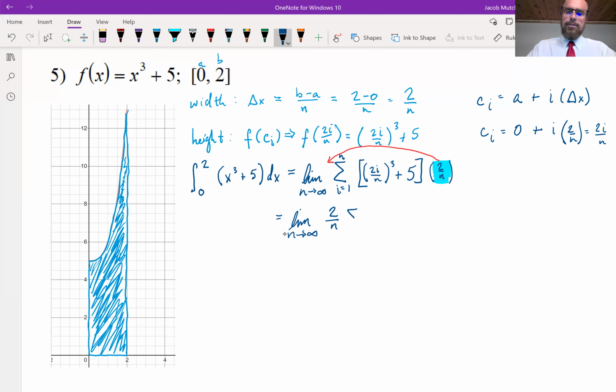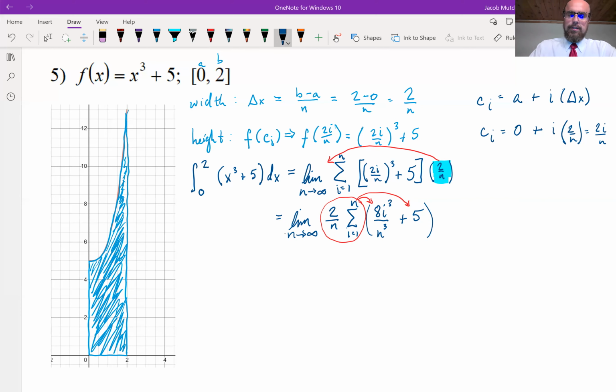And what that leaves is still our summation from i equals 1 to n of this height expression. So I do want to cube that. That's going to be 8i cubed over n cubed plus 5. So at this point, what we want to do is distribute the summation. And essentially the summation, we'll carry with it the delta x. We want to distribute it to each of these terms that are parts of the height expression.